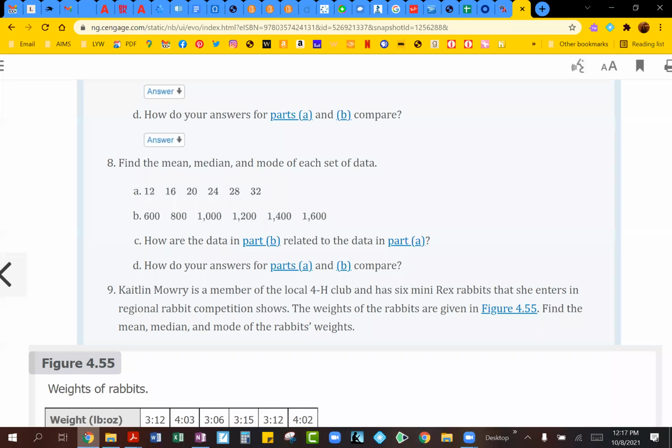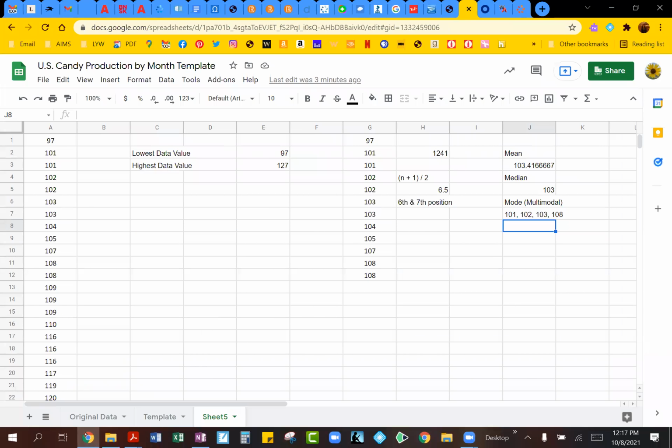And then, as I said, there's one more calculation, and even though your book doesn't talk about it, I want you guys to be familiar with it. So this is the mid-range. And remember, this is where you take your highest data value, add the lowest data value to it, sorry, not subtract, and divide it by 2.